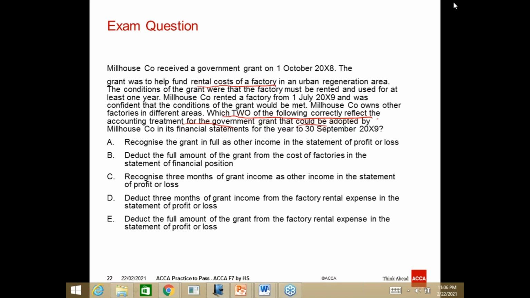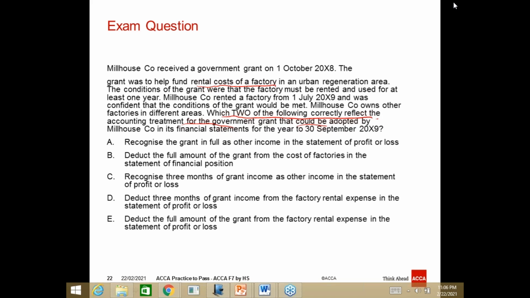The condition of the grant was that the factory must be rented and used for at least 1 year. Millhouse rented a factory from 1st July 2009 and was confident that the condition of the grant would be met. Millhouse owned other factories in different areas. Which two of the following correctly reflect the accounting treatment for the government grant that could be adopted by Millhouse in its financial statements?